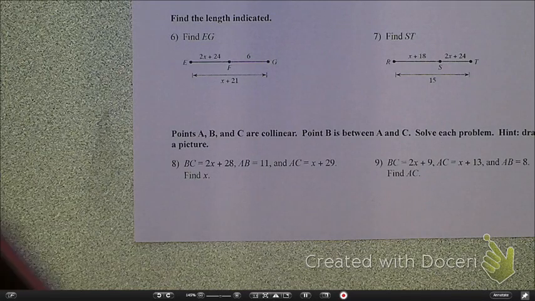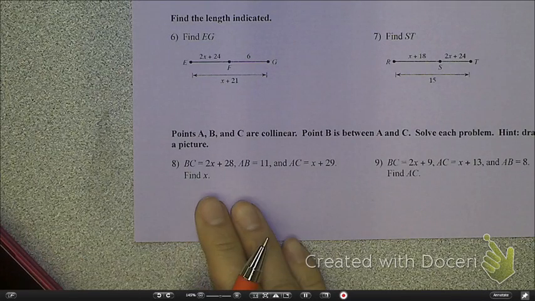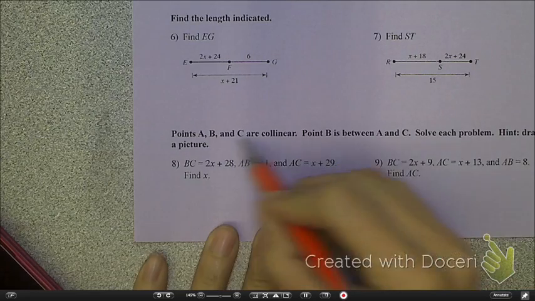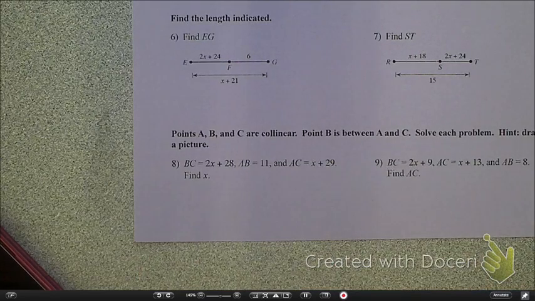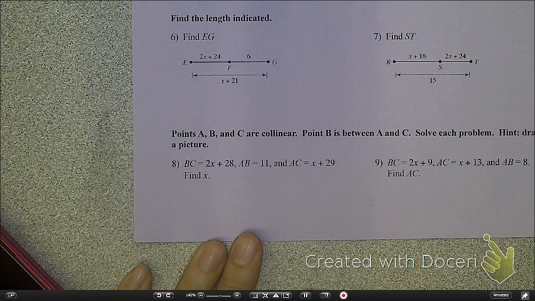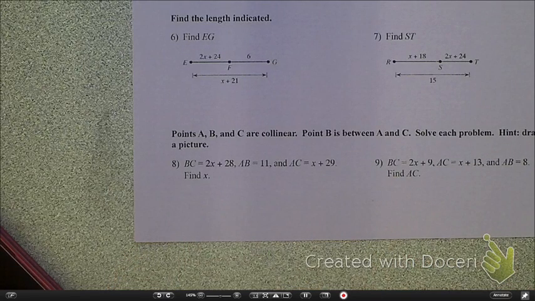Okay, so for problem number 8, it gave us some instructions up here. It says points A, B, and C are collinear. Point B is between A and C. It says solve the problem, hint, draw a picture.